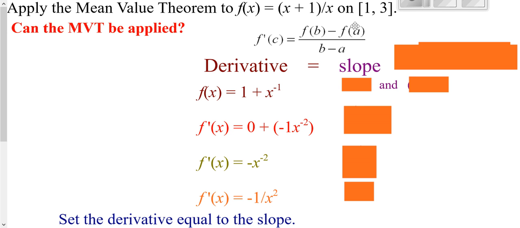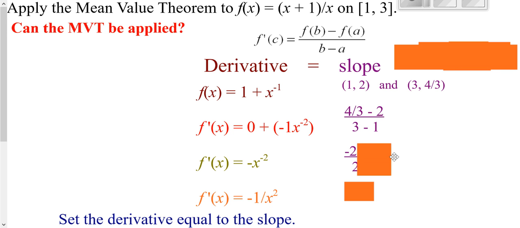Well, let's go ahead and find our slope. This is your x being 1. Take 1 and plug it in here, and we would get an output of 2. This is your x being 3. Take 3, plug it in, and we would get an output of 4/3. So now we can subtract the two y values, and then subtract our two x values, 3 minus 1. And then simplify. So on top we would get negative 2/3. On the bottom we get 2. Negative 2/3 divided by 2 is negative 1/3.